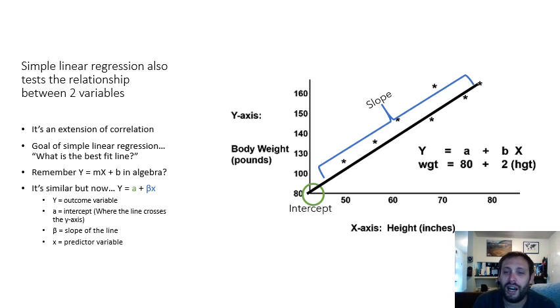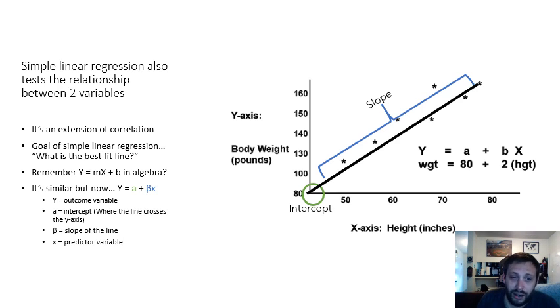Additionally, we can talk about this concept called simple linear regression. And really, linear regression is just an extension of correlation. With simple linear regression, all you're asking yourself is, what is the best fit line? You might remember from your high school algebra class, y equals mx plus b, right? You're trying to figure out what the best fit line is. m represents the slope, x represents your value of interest, and b represents the intercept.